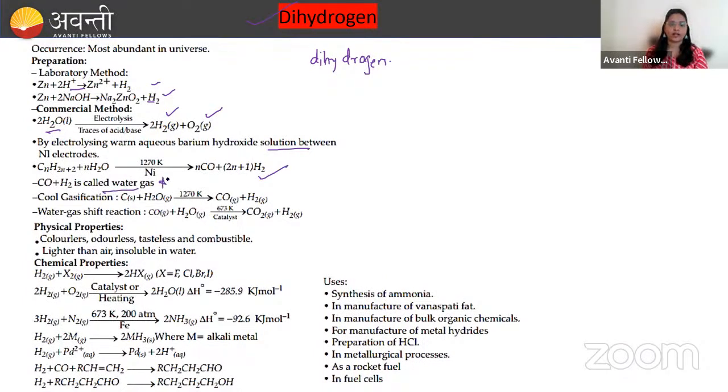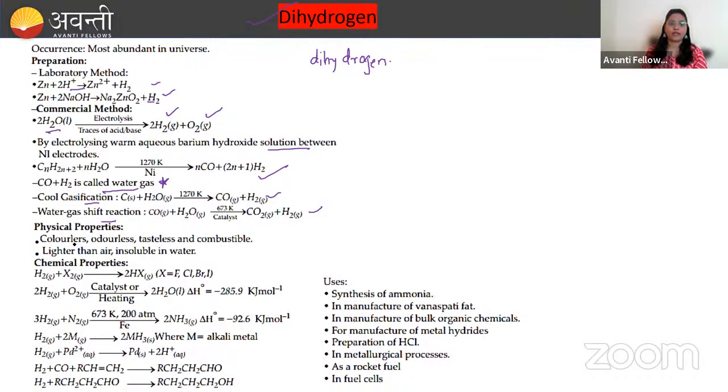This is known as water gas. What is the meaning of water gas? When carbon monoxide and hydrogen are present, it is called water gas. Coal gasification and the water gas shift reaction also give us water. Sorry, also give us dihydrogen, not water.